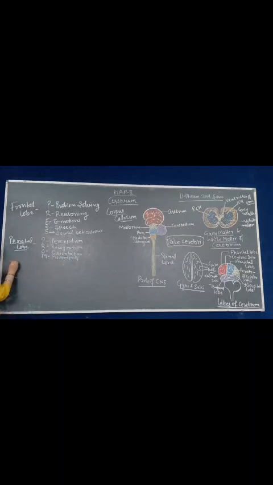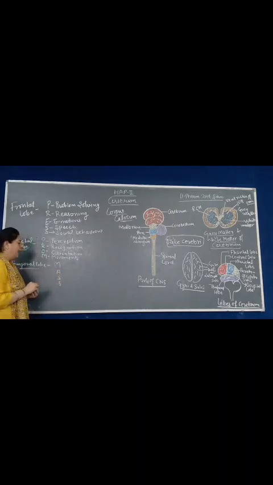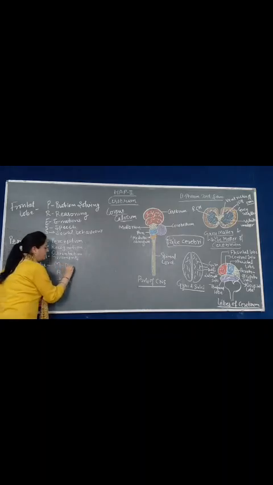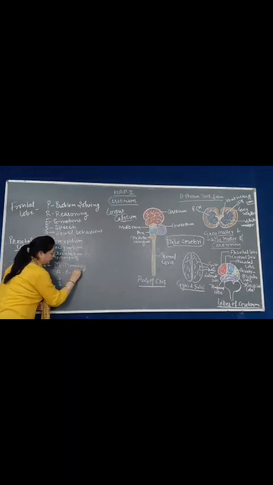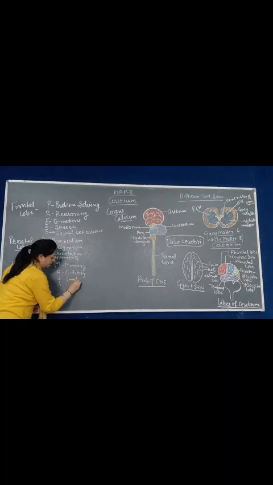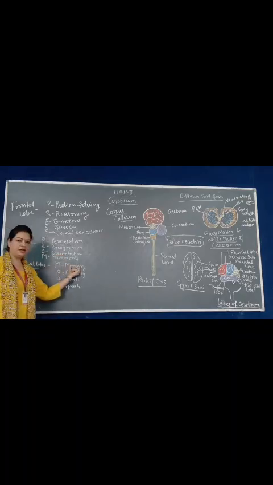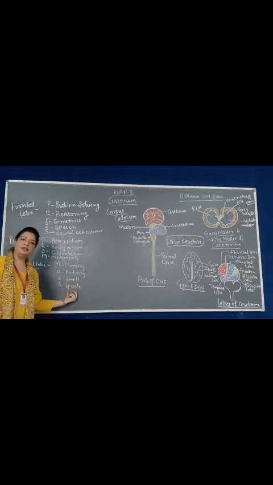And next are the functions of the temporal lobe. To learn the functions of the temporal lobe, you can learn MASS. Here M stands for memory. A stands for auditory. S stands for smell. And another S stands for speech. So the functions of the temporal lobe are memory, auditory, smell and speech.